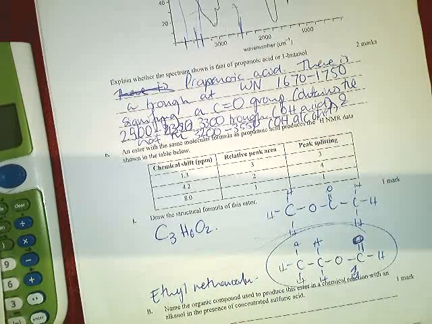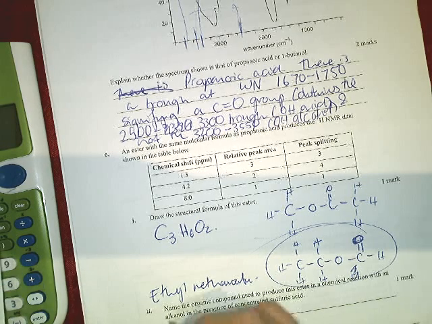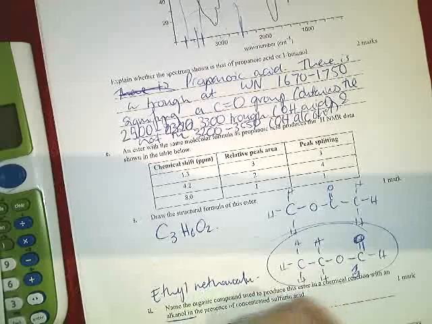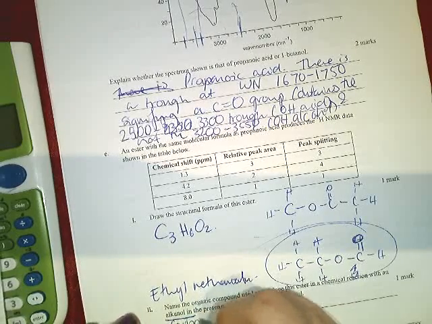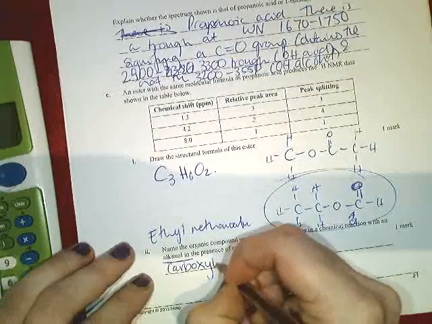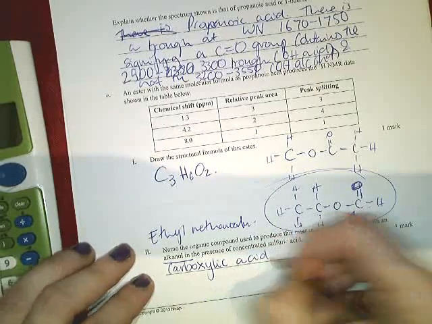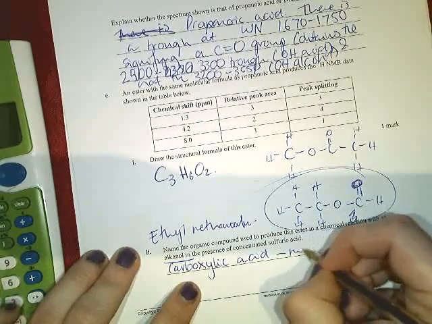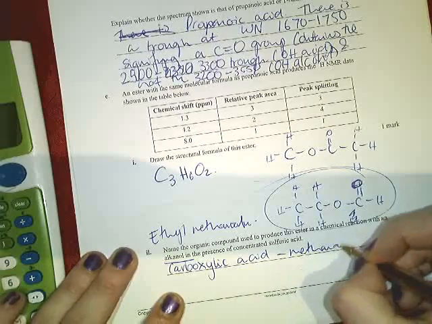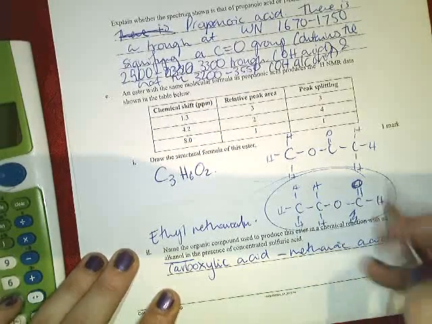Name the organic compound used to produce this ester with an alkanol. Oh, so what's the carboxylic acid? Has to be methanoic acid. So here we have the methanoic acid derivative and we have the ethanol derivative.